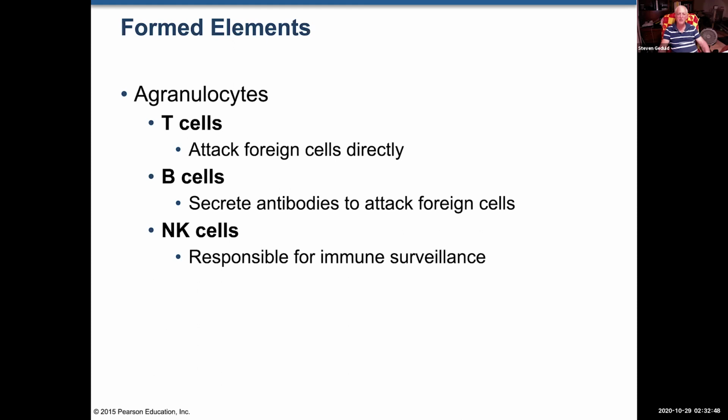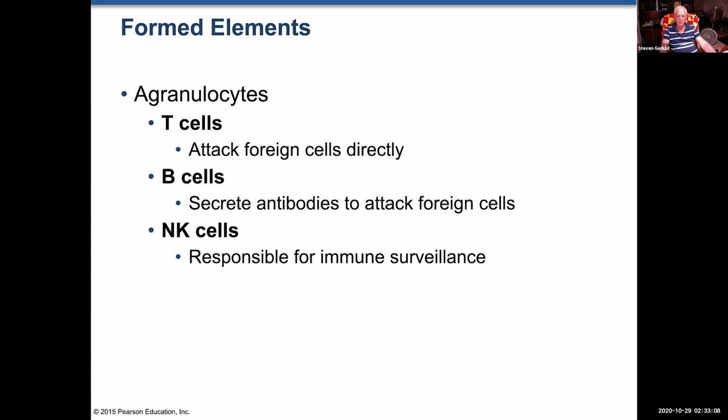B cells make antibodies to attack foreign cells. So B cells go around like a surveillance system. They look through your whole bloodstream. And if it finds something that doesn't belong there, it binds to it and sends up a flag. This little flag marks it. Once these T cells see the flag, they know it's bad and they attack it and kill it.